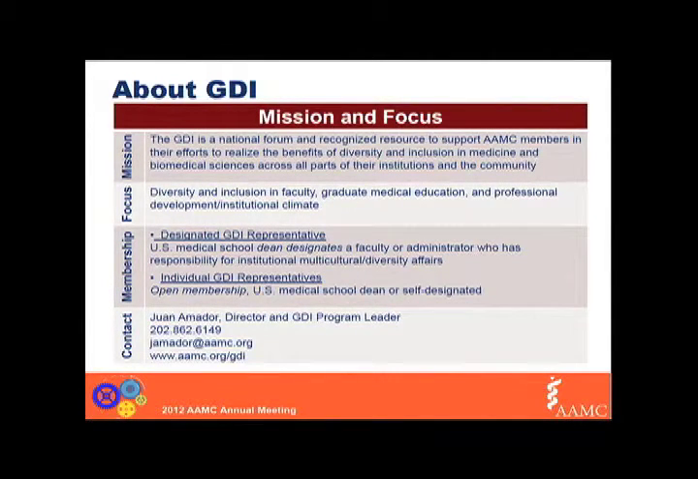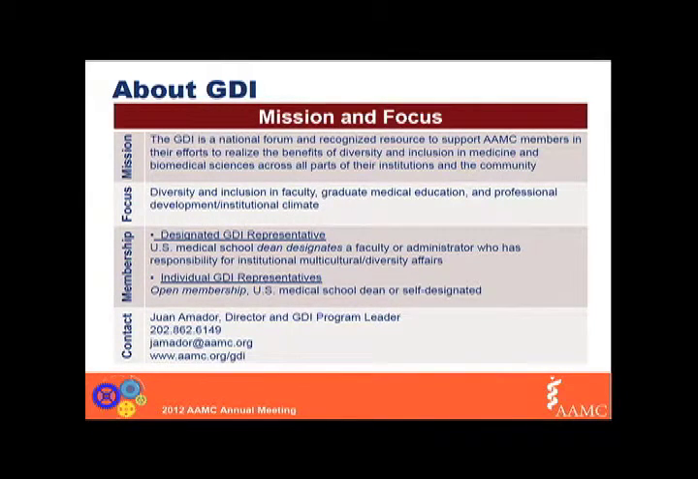As a reminder, this is the mission and focus areas for the GDI. Still, largely the focus is on faculty, GME, and to some degree they help to connect some of the dots with the group on student affairs through a committee on diversity affairs as it relates to medical student diversity.